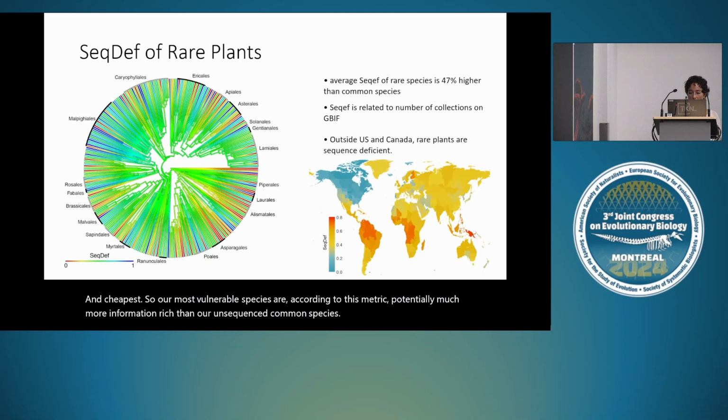And when we're looking at geographic patterns of seqdef in rare plants, we're seeing that this is a global problem. It's not just a tropical problem. Outside of the United States and Canada, seqdef of rare plants is above 40% almost everywhere. The takeaway here, at least for me, is not that we should go and pull up all of our rare species so that we might glean valuable bits of genetic information, but it is sobering to consider how much data is going to be lost in the biodiversity crisis.